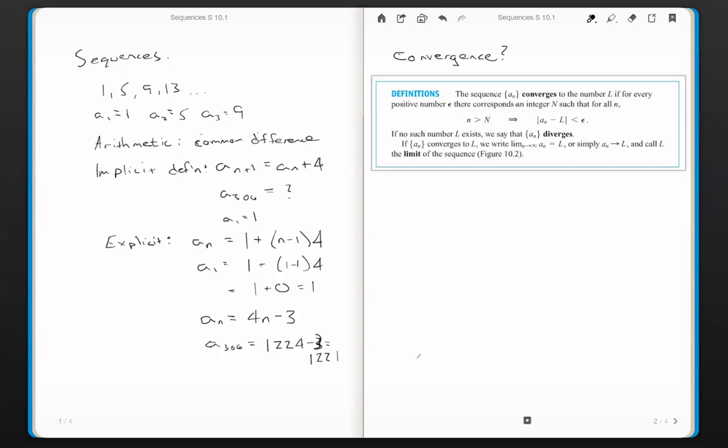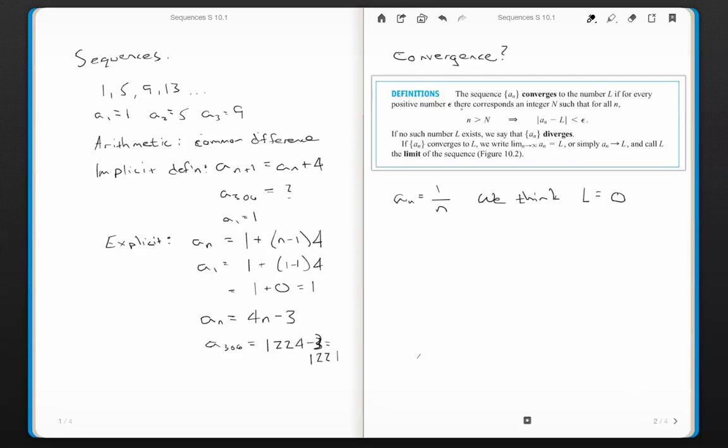Let's take a step back and say, what does this really mean? This sequence converges to the number L. So, let's look at one like this. Let's say that A sub n equals 1 over n. We're pretty sure this converges to 0, right? The bigger n gets, the closer it gets to 0. So it converges to L, and we think L equals 0.